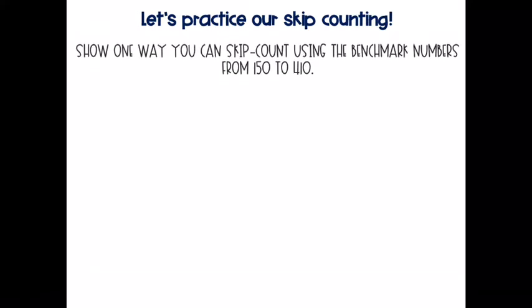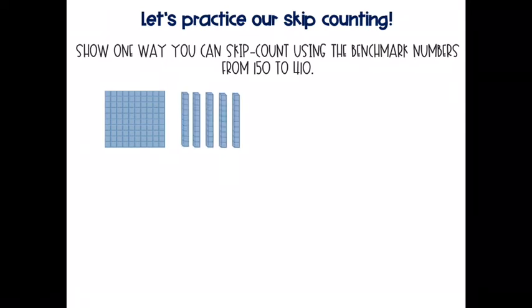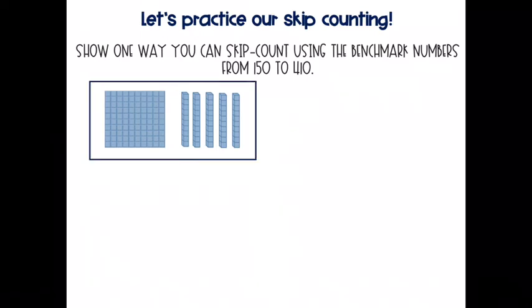Let's show one way we can skip count using our benchmark numbers from 150 to 410. This time, we'll use our place value blocks. What number do we need to start with? That's right, we start with 150. So I'm going to draw my 100 flat, and I'm going to draw 5 tens and 0 ones, because I know that 150 is 100 and 5 tens. Now that I have my place value blocks drawn, I'm going to box and label.